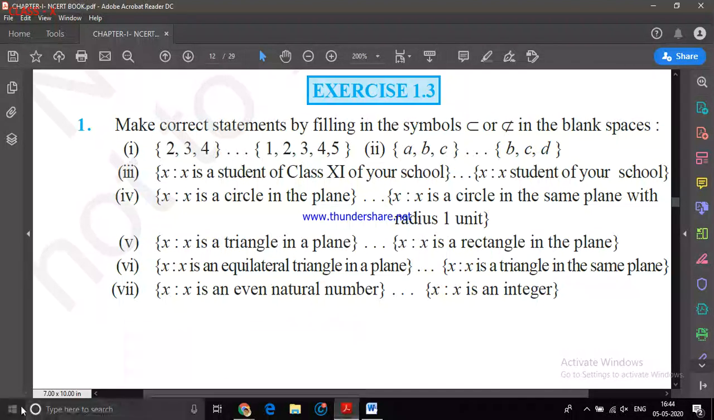Okay. So if I come to question number 7, X is an even natural number, X such that X is an integer. Obviously, it is a subset. All the even natural numbers have to be integers, so it is a subset of it.